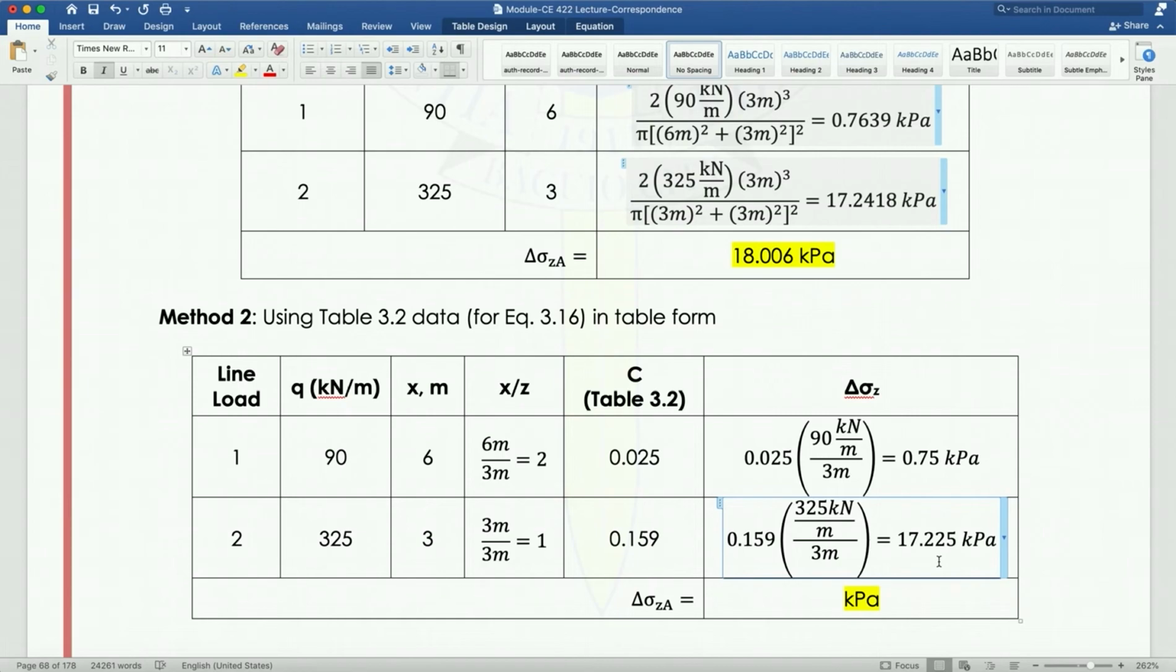Okay, so plus 17.25. Now to get the total delta sigma z at A, we just simply add these 2, and that is equivalent to 17.975 kilopascals. And that is quite near, no? 17.98 plus 18.01. That is quite near. Hindi katulad yung difference nung kanina, nung table with the interpolation. So, medyo mas malayo. Okay?